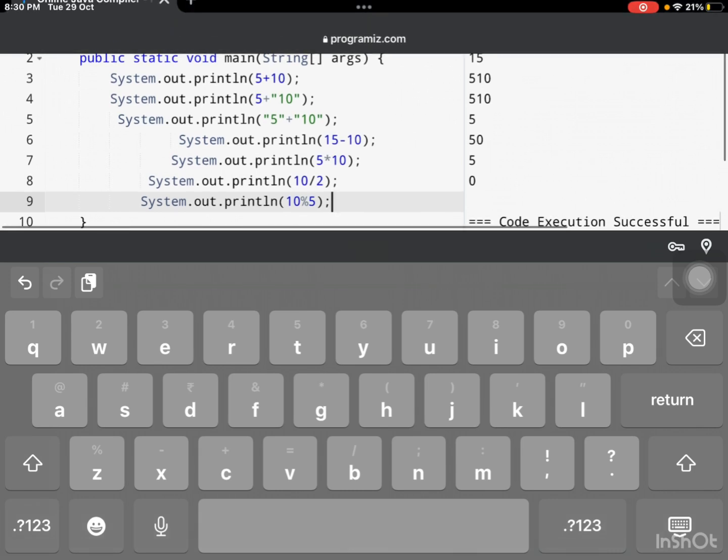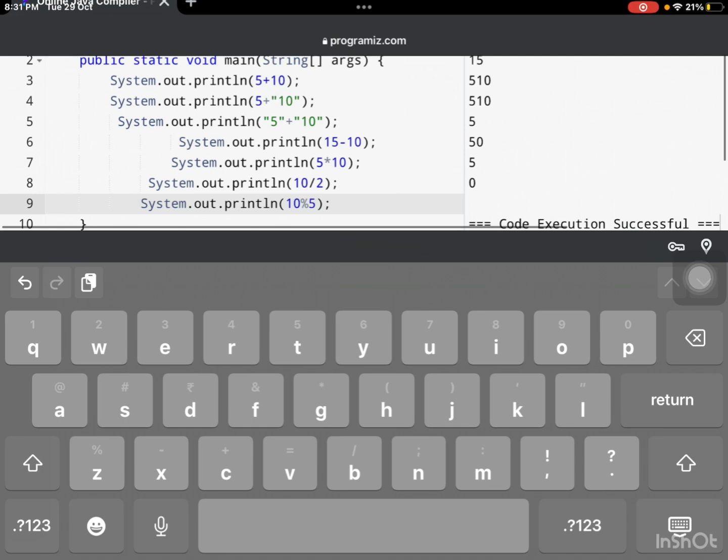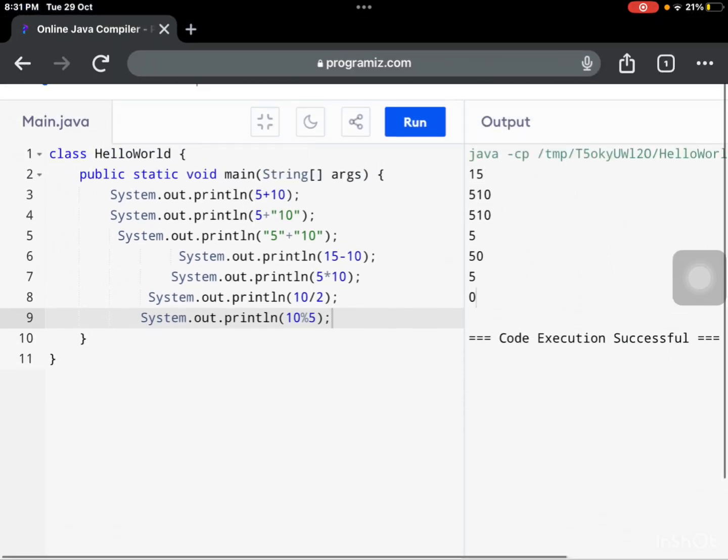In multiplication, division, modulus and subtraction, it does not perform concatenation. If one operand is a string, then we will get a compile time error. This is all about the arithmetic operators.